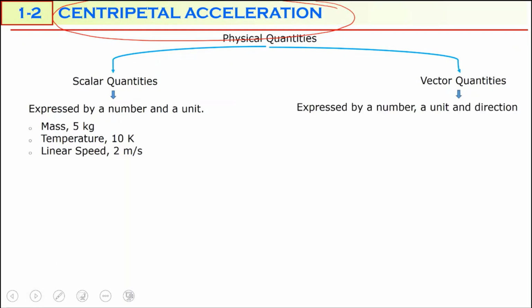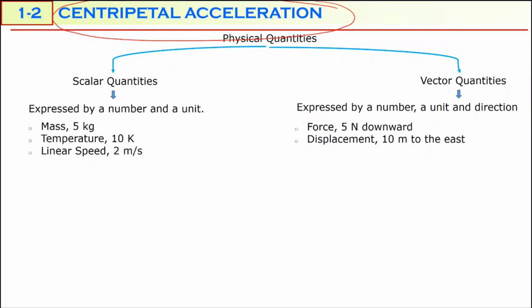Vector quantities are expressed by a number and a unit, but that is not enough, they also need a direction. So if you need direction to express a physical quantity, this quantity is a vector quantity, like force. Force is a vector quantity. 5 Newton, what is the direction? Upward, downward, left, right. Which direction is the force? So that's why you need to express that. Force is a vector quantity.